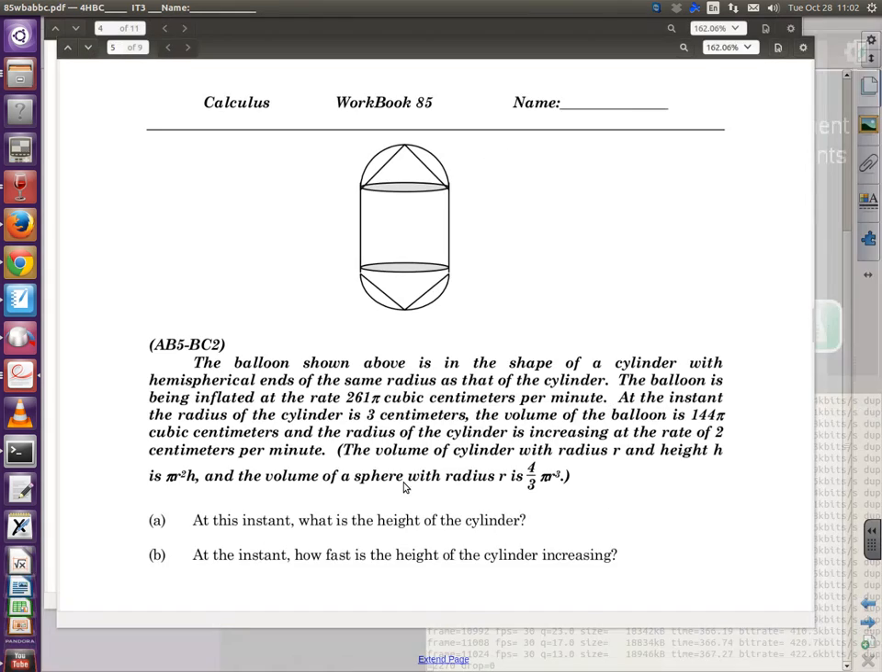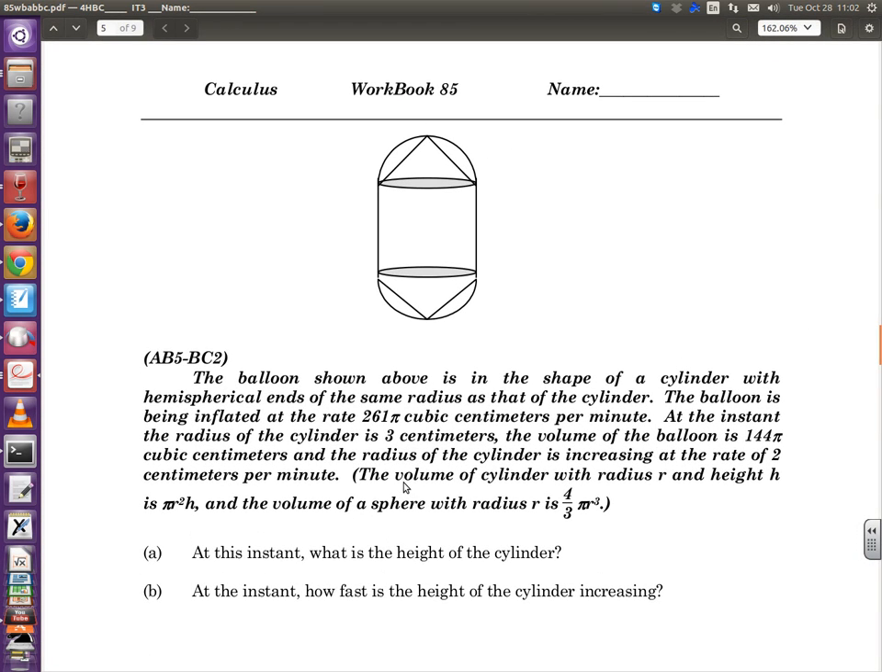All right, how about 85 AB5? Was another one we did. Here it is. Okay, the balloon shown above is in the shape of a cylinder with hemispherical ends of the same radius as that of the cylinder. The balloon is being inflated at a rate of 261 pi cubic centimeters per minute. That's your dV/dt. At the instant that the radius of the cylinder is 3 centimeters, so r is 3 centimeters. At this instant, when we take a picture while everything's moving, we just take a snapshot, and that moment, that's what it looks like. The volume of the balloon is 144 pi cubic centimeters, and the radius of the cylinder is increasing at a rate of 2 centimeters per minute. What's in parentheses did not show up on the BC exam.